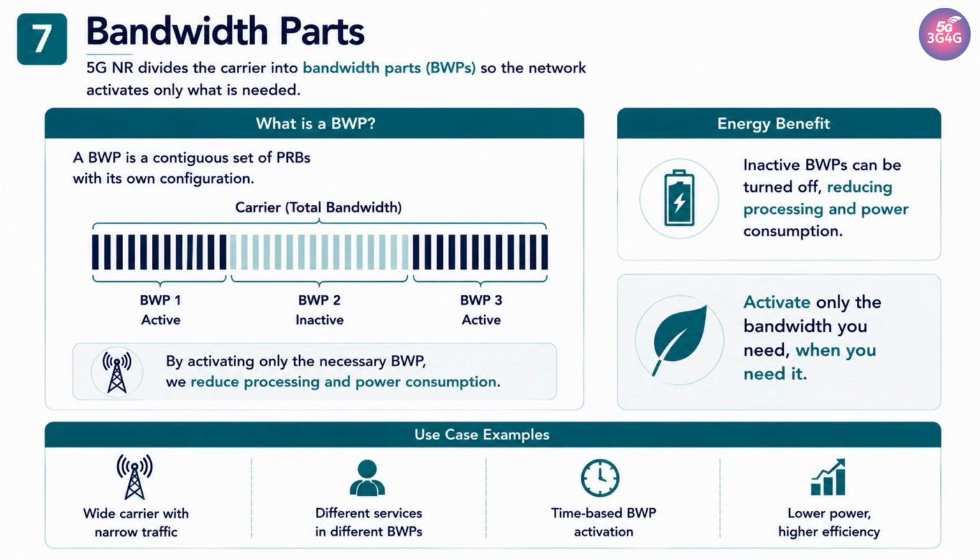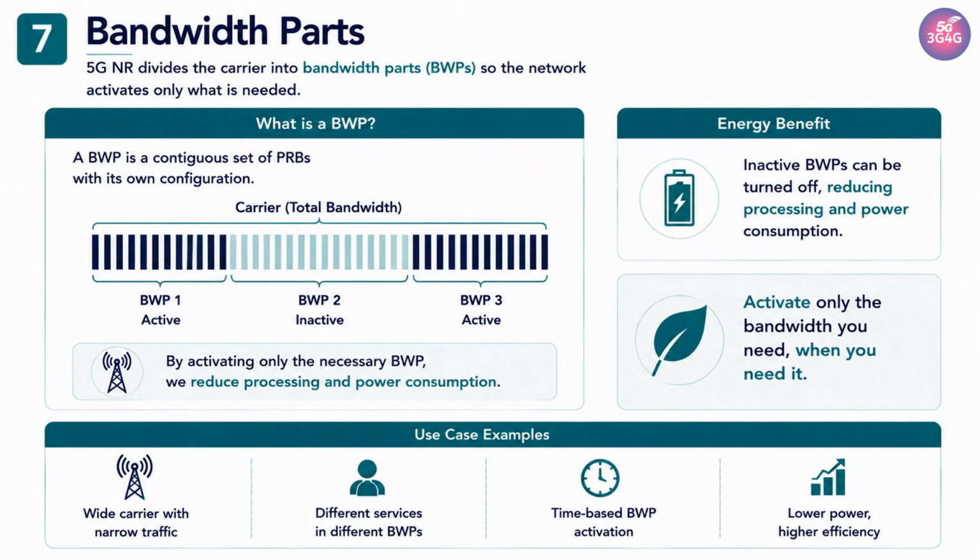Now, let us look at bandwidth parts or BWPs. A 5G NR carrier can be very wide, but a UE does not always need to operate across the full carrier bandwidth. A bandwidth part is a configured portion of the carrier bandwidth with its own numerology and configuration. In simple terms, it allows the network to activate only the part of the carrier that is needed for a particular UE or service. This is very useful for energy efficiency.